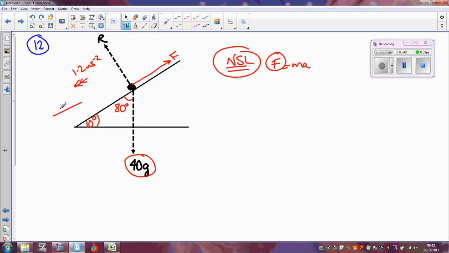Acting down the slope, so we'll take that to be a positive direction, we have the component of the weight, in other words 40g cos 80 degrees. Acting against that is the frictional force, and that's equal to the mass, toboggan and child together, which is 40, times a, and a is 1.2.